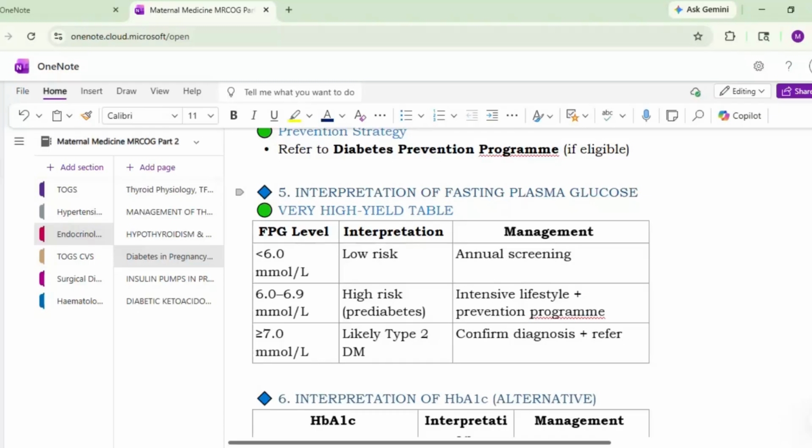There is a specific diabetes prevention program, which is a structured program with specific goals. Okay. So it is not only her own managing the lifestyle, but it is a structured program she will be referred to. But if the value of fasting glucose is more than or equal to 7, that means she is likely to have type 2 diabetes, that is a confirmed diabetes. So we will be referring her to the diabetes team.